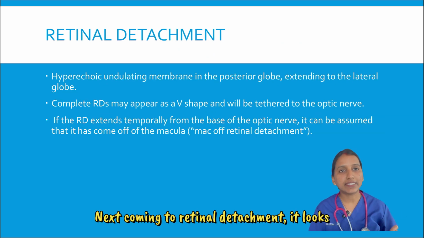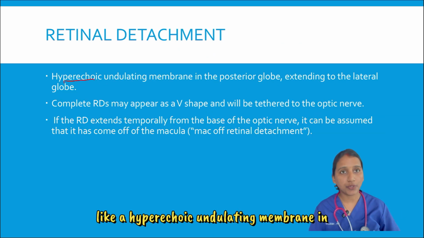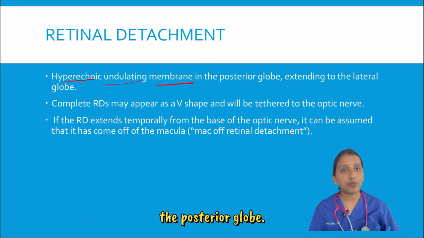Next, coming to retinal detachment, it looks like a hyperechoic undulating membrane in the posterior globe.